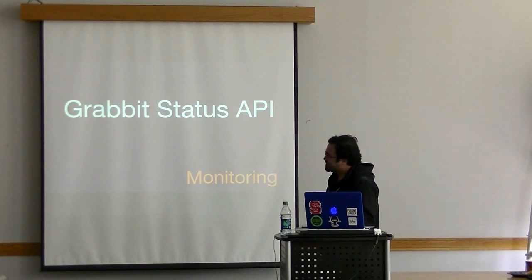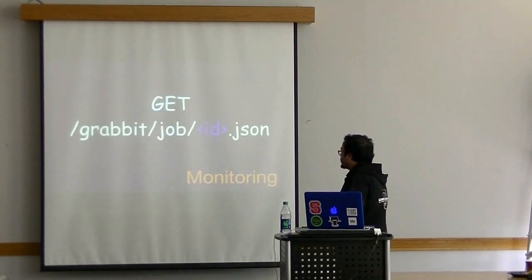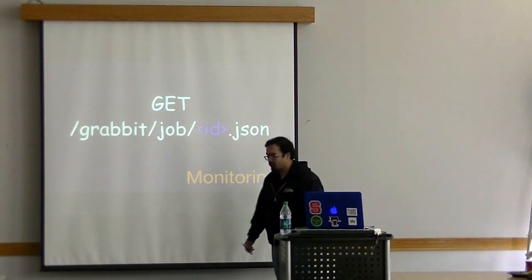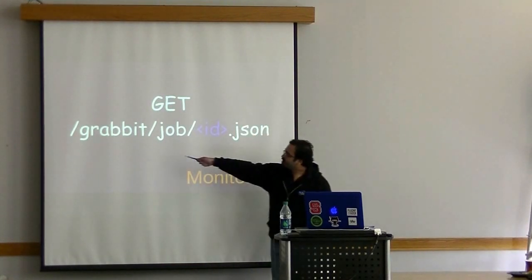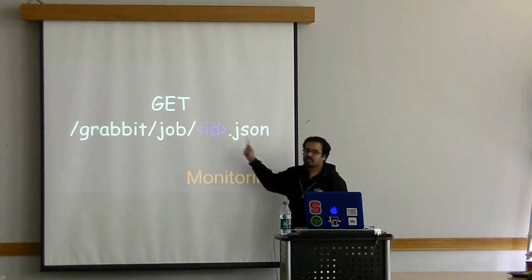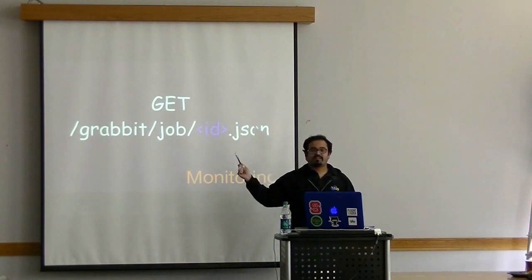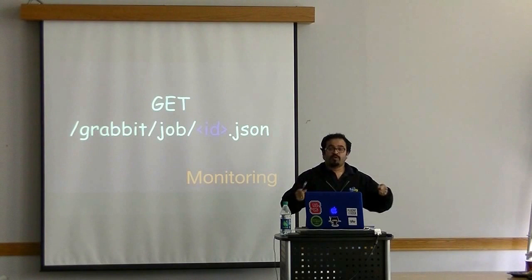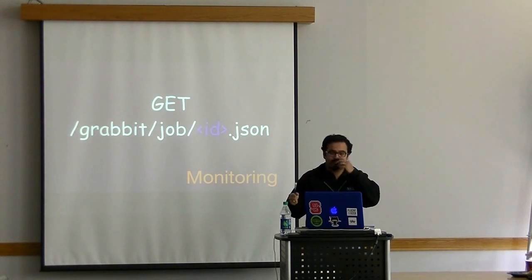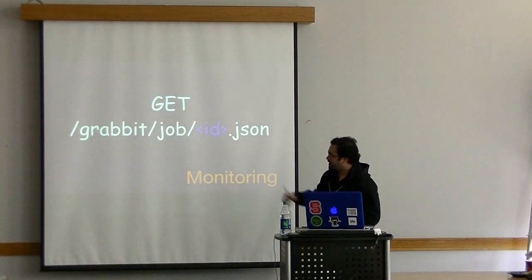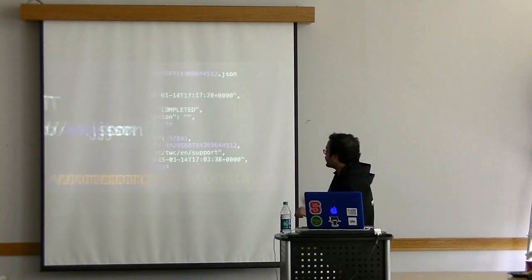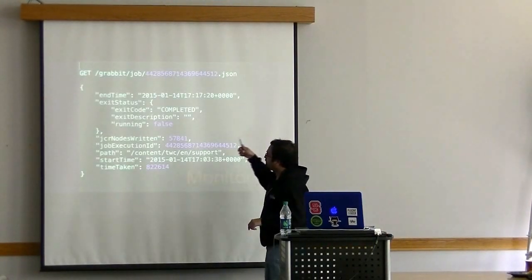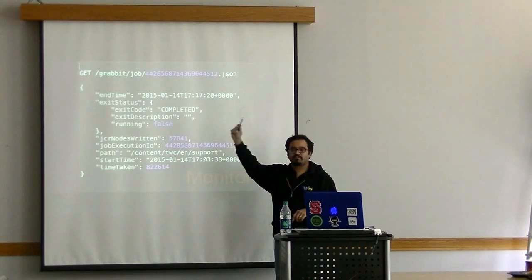But we have a Grabbit status API, which is also RESTful, very similar to how we do other things with Grabbit. If you do a GET for Grabbit job ID.json, and the ID will be something that is running on the client. You will know what that ID is. You don't have to look it up. The tool will do it for you. When you do that, it's going to give you status for the thing that you started.